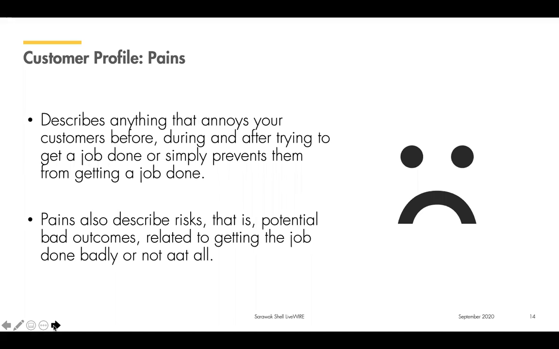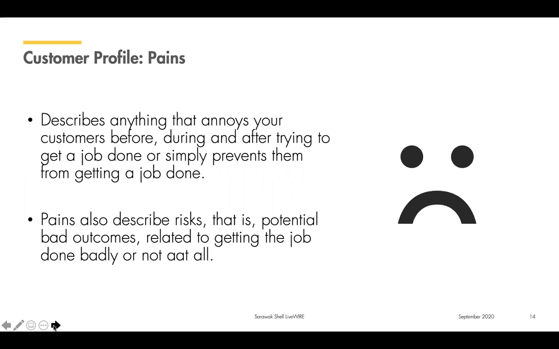Next, we look at customer pains. Pains can come in the form of annoyance, anything that does not make them happy, before, during, and after trying to get a job done, right? So we can look at phases of where this pain is happening, or something that simply prevents them from getting a job done. They could not do something because they don't have enough time, or because they do not have the skill set or competency. So these are examples of pain, right?